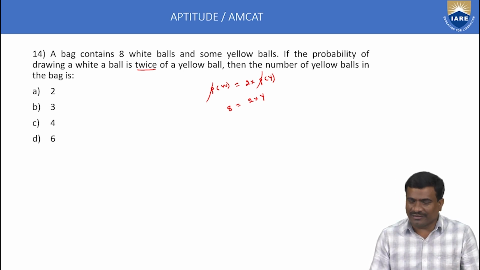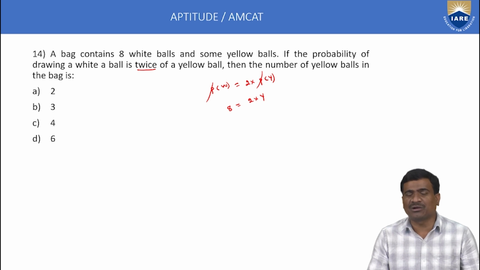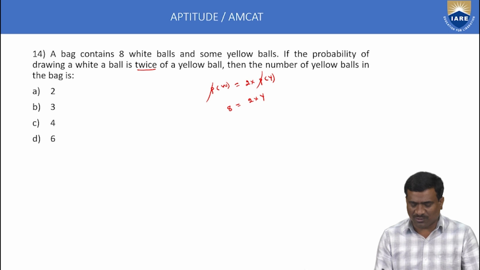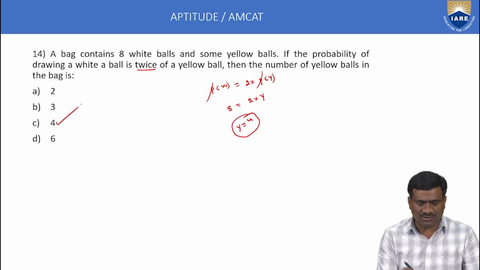The LHS denominator and RHS denominator cancel, because that is called N of S. Then the number of events is equal to 2 into the number of events. The number of events is nothing but the number of white balls and the number of yellow balls. 8 is equal to 2 into y, then y is equal to 4. Option C only is correct.